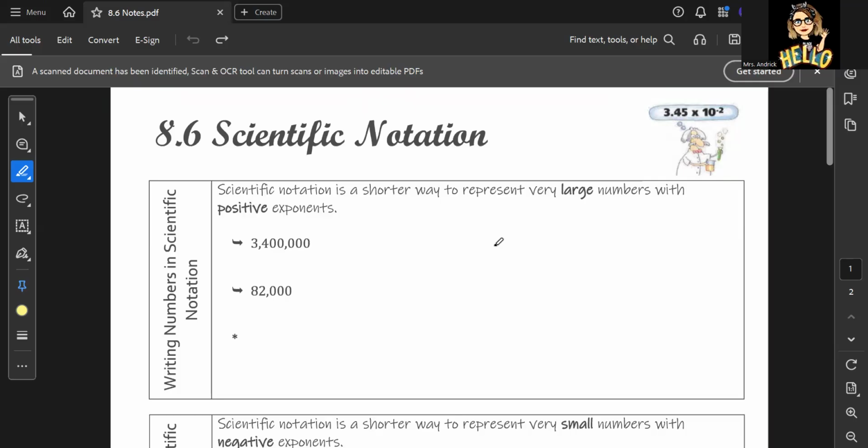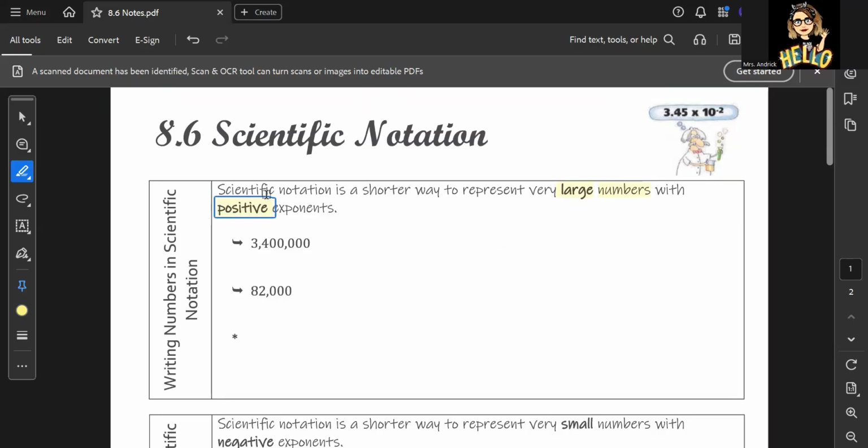All right, so we are going to talk about putting things into scientific notation and putting things into standard form. Standard form is when you see regular numbers. Scientific notation is just what we use when we want to talk about very large numbers or very small numbers. Very large numbers are going to have positive exponents.